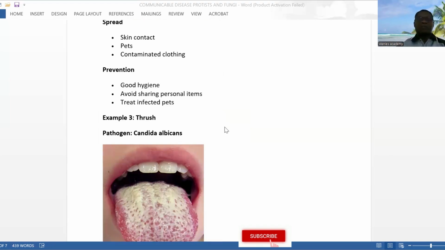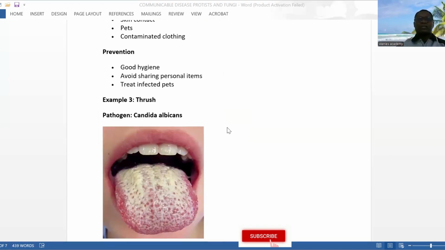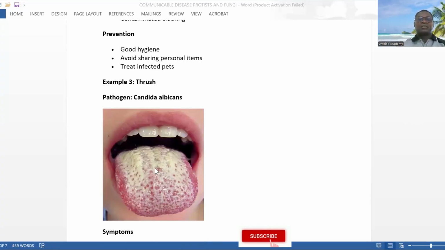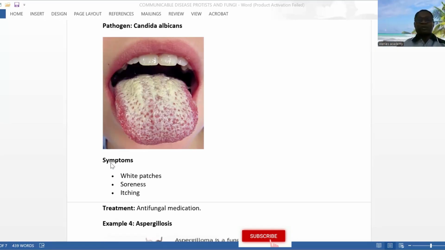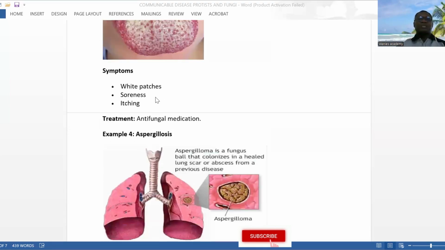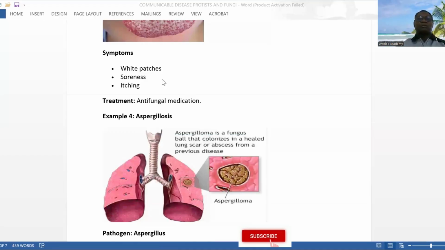Thrush is the third example of a fungal disease. You can see the diagram where the tongue is affected by the disease. You have this whitish substance on the tongue. Thrush is caused by a pathogen known as Candida albicans. The major symptoms are white patches, basically on the tongue. It causes a sore mouth or sore throat, and itching around the skin or in the mouth. It can be treated using antifungal medication.